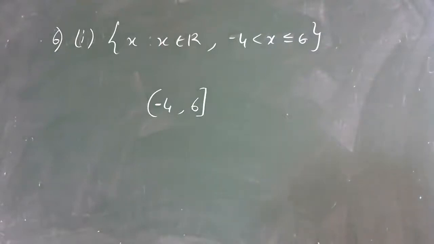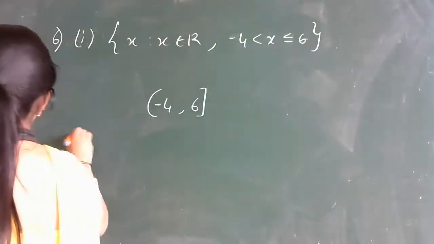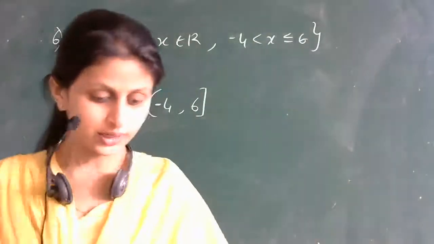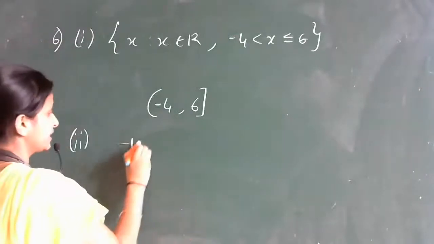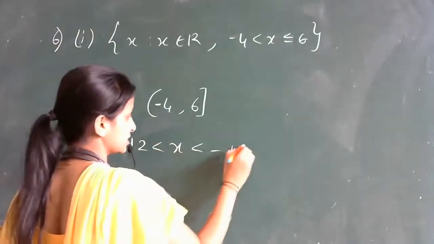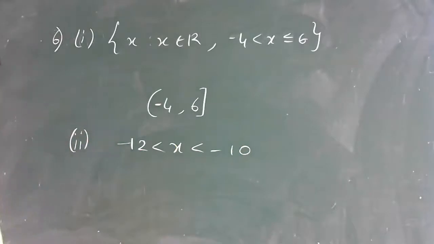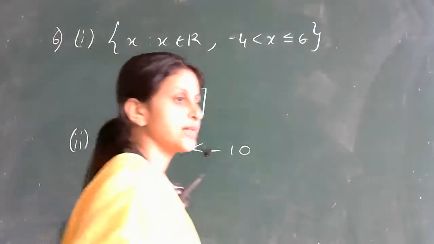Open when it is not included, and closed when it is included. Second one, answer now. The interval given here is minus 12 less than x less than minus 10. What will be the interval? Please answer.